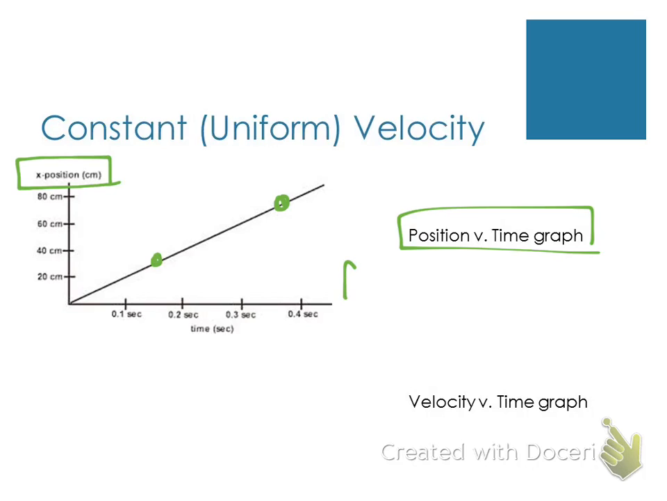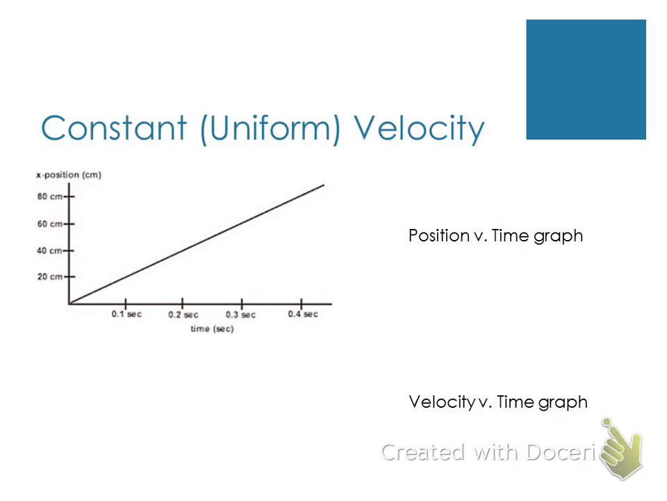So to find velocity, I want to find the slope. These are things that you're going to have to know. You're going to have to be able to interpret both of these types of graphs. So if I ask you to find the velocity of my object and I just give you a graph, that means you're going to calculate the slope of that line at any two points.